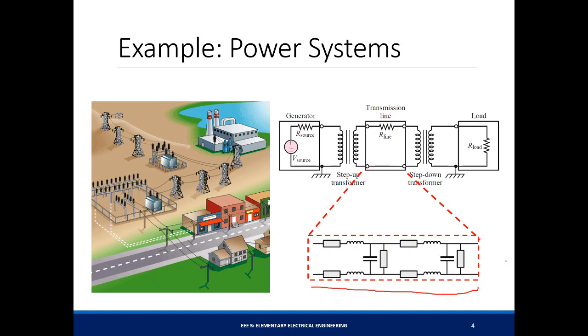The convenient thing about circuits is they have representations, and we can actually simplify bigger circuits into smaller circuits for easier analysis. If you look at this power system right here, it's actually a very big circuit, but we can represent it in smaller circuits, as you can see here.